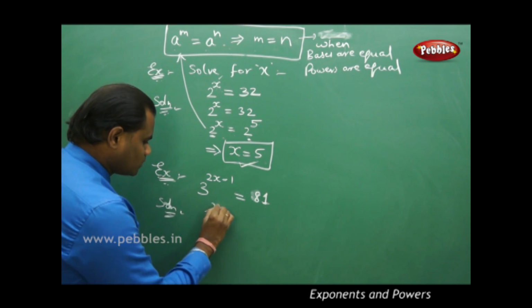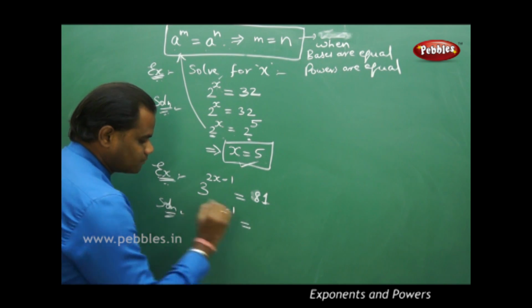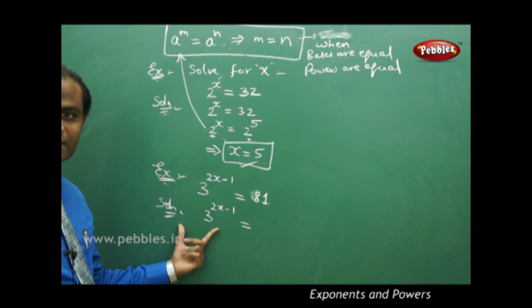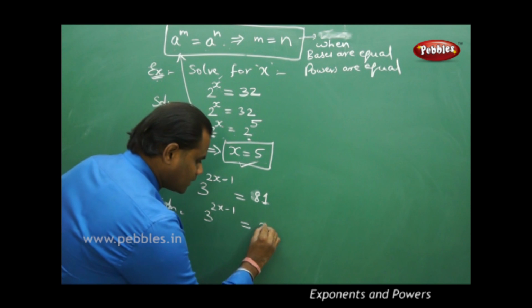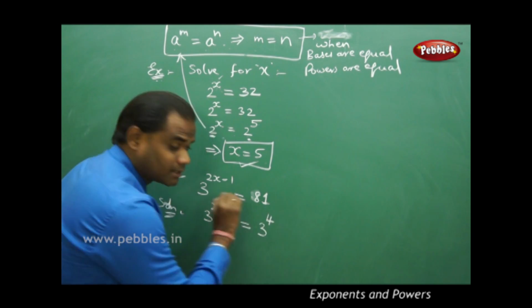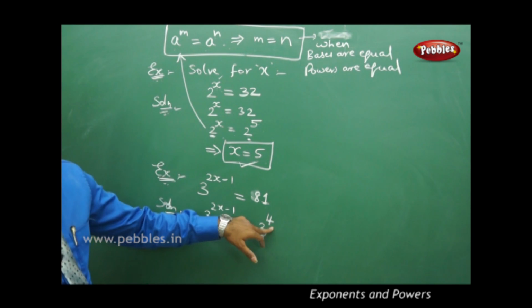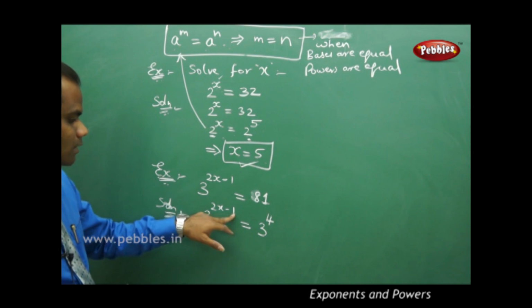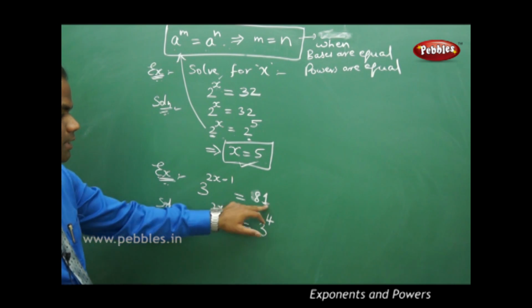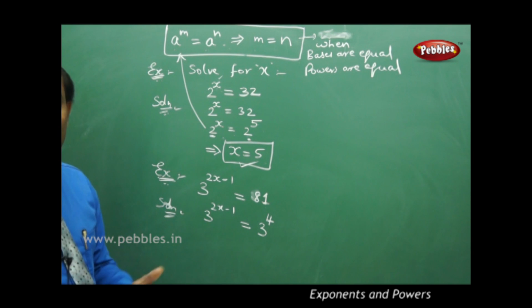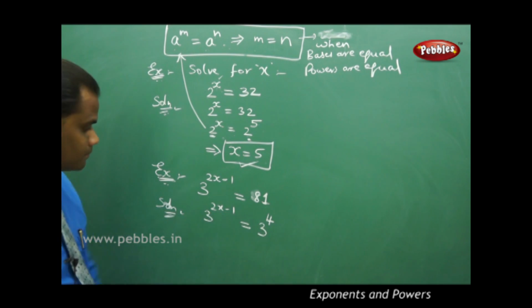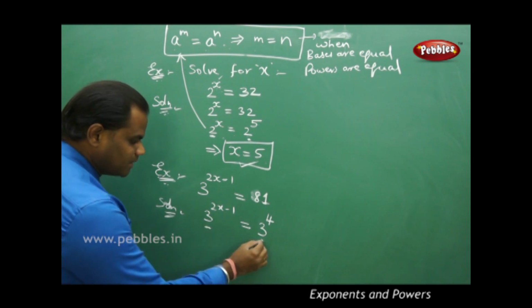Now 3 power 2x minus 1 is kept fixed without disturbing anything on the left hand side. Now 81 can be written as 3 multiplied 4 times, that is 3 raised to 4. Therefore 3 power 2x minus 1 would be equal to 3 power 4, because 81 can be written as 3 multiplied 4 times, that is 3 power 4. Now in this case, the bases are equal.